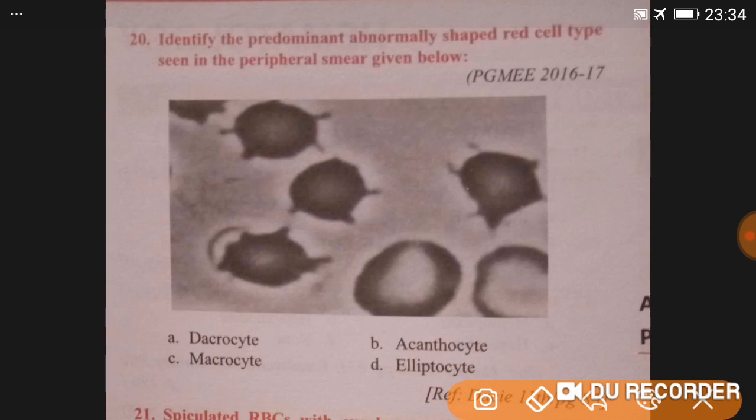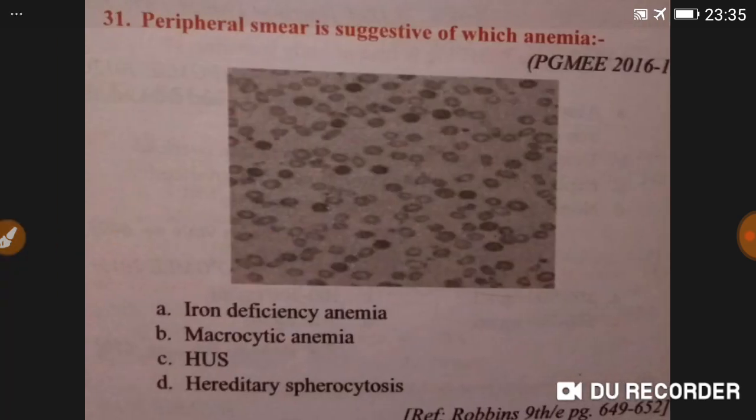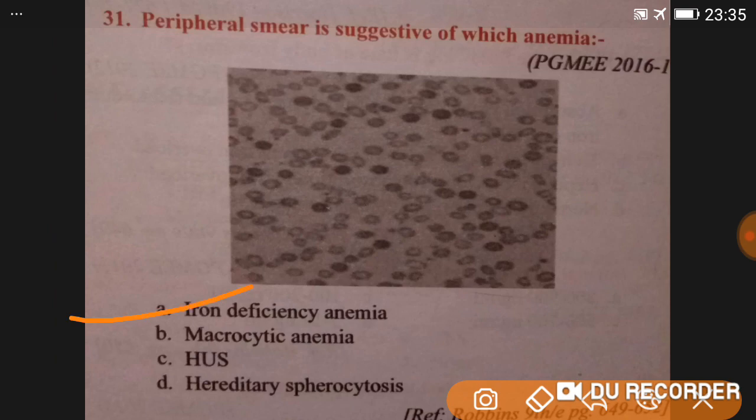Identify the predominant abnormally shaped red cell type seen in the peripheral smear given below. Acanthocytes. These are acanthocytes. Peripheral smear is suggestive of which type of anemia? This is iron deficiency anemia.